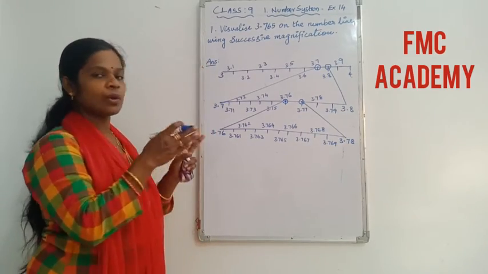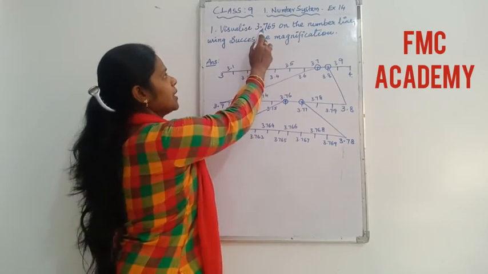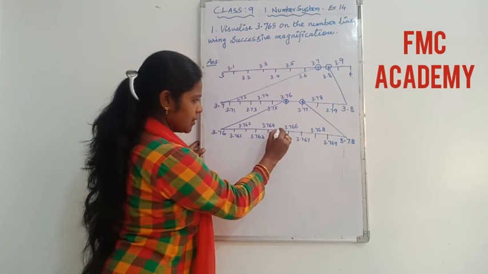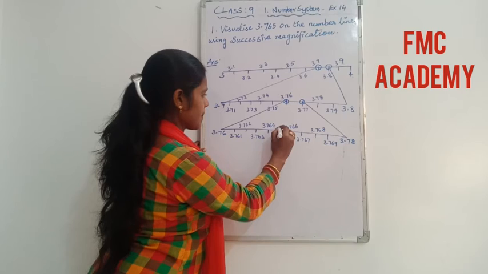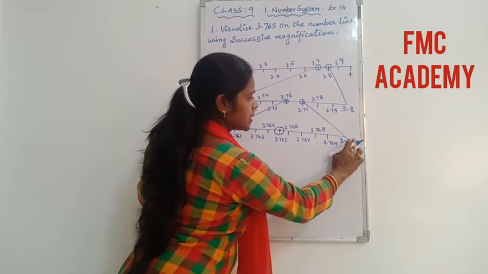Next one, see now. In this, you are going to locate the number which you wanted. So which number did you want now? 3.765. Where is it? Over here. This is the number which we want to mark.